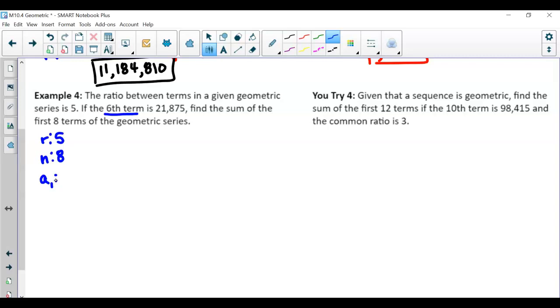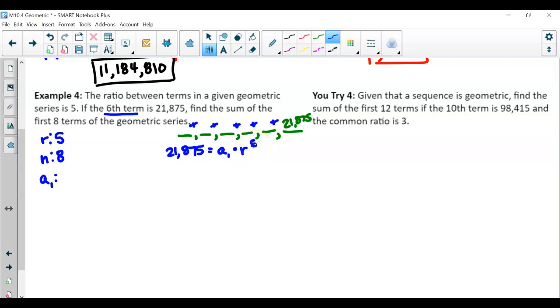So again, we don't know the first term, but we do know second, third, fourth, fifth, and sixth. We know the sixth term is 21,875. So if we're trying to figure out what a sub 1, our first term, is, you have to multiply by r how many times? 5 times. So we can set this up as 21,875 is equal to the first term, which we don't know so I'll leave it, times r raised to the 5th power.